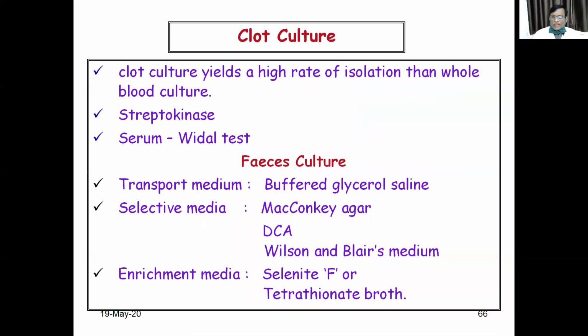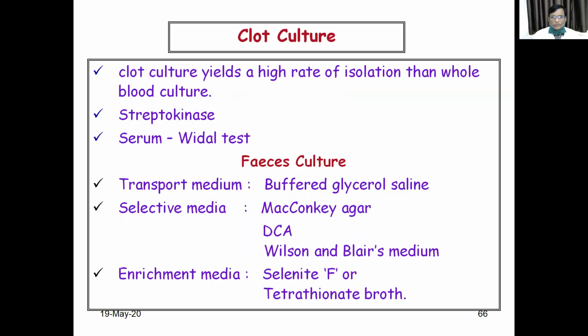Now coming to clot culture. In the beginning I told you, when somebody requests a blood culture, the people, whether a resident or a nurse, sometimes send 2 ml or 3 ml or 5 ml of blood in a sterile bottle to the laboratory without a blood culture medium. Even then you should not waste that blood. Then you have to do a clot culture.